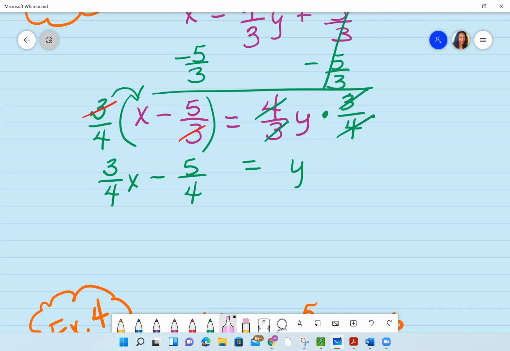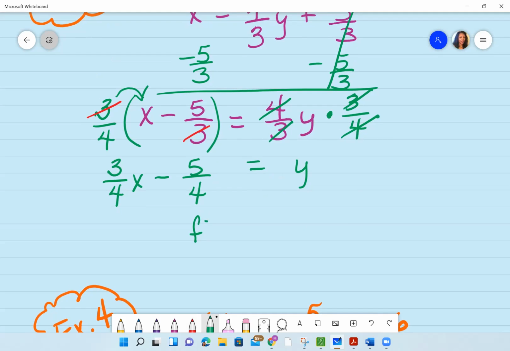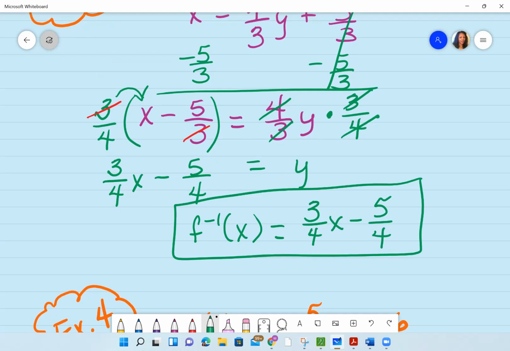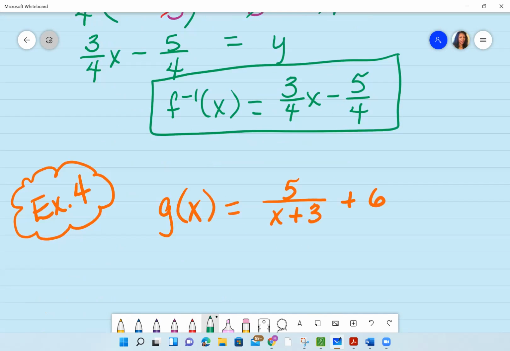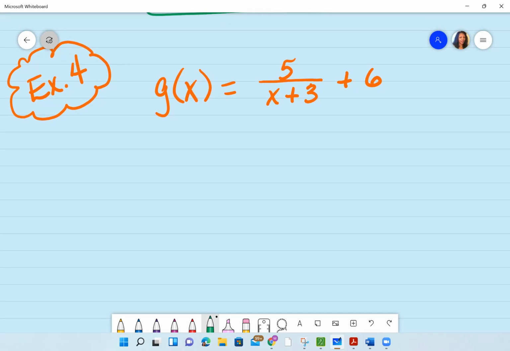And now you just change your y to f. Is that what we start with? F? Yes. F inverse of x is equal to 3 over 4 x minus 5 over 4. That's my final answer. And then I have one more example, which is similar to the one we started off at the very beginning. I just felt like you might need more practice with it.